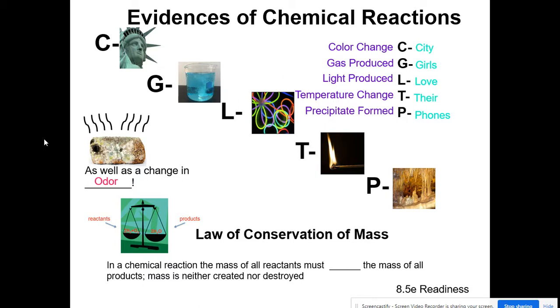Law of conservation of mass. If you notice on the balance beam, the reactant, which is the first part of the equation, it really just more or less means ingredients, is the same as the product. Think final product. In a chemical reaction, the mass of all reactants must equal the mass of products. Mass is neither created nor destroyed, and that's the law of conservation of mass.